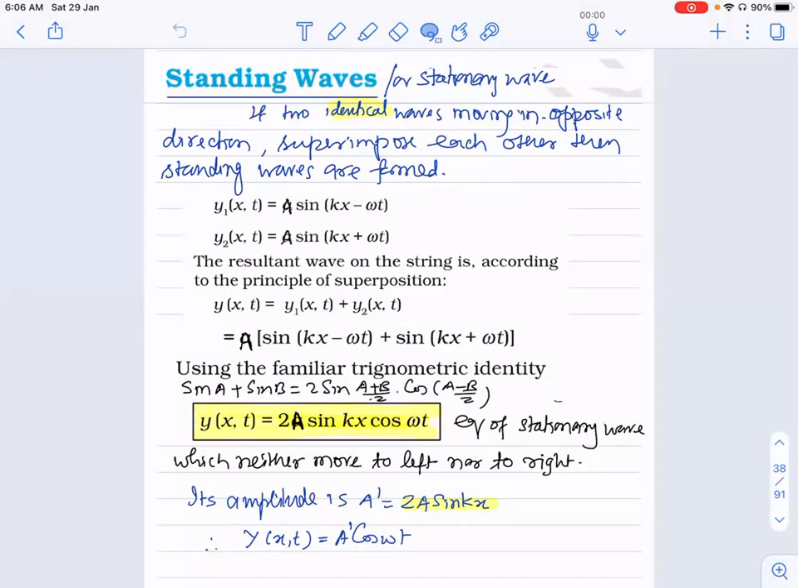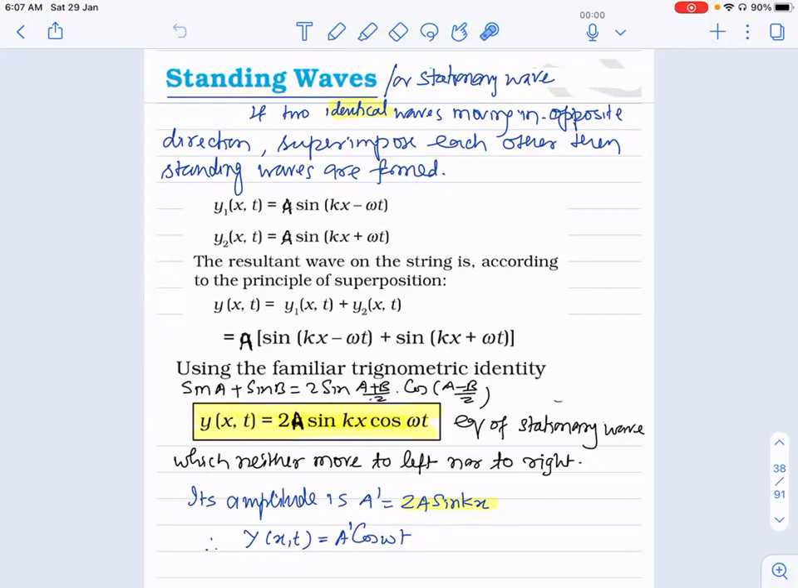Yesterday we have seen standing waves whose equation is this and amplitude is this much. The amplitude has a sin kx term, so a node will be at the origin, x equal to 0, meaning amplitude will be 0. So if there is a node at the origin, the equation will have sin kx in the amplitude.